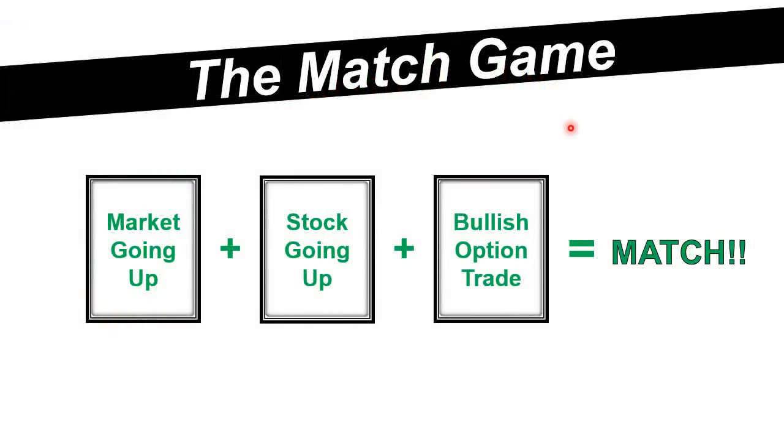So the first thing that you've got to understand is you've got to play the match game. You've got to make sure the market's going up, find a stock that's going up, and do a bullish option trade. Today we're focusing on buying a call. There are other bullish option trades out there. Let's focus on just buying a call. Now, if the flip side was true and the market was going down, well, guess what? You should find stocks that are going down, and you should find a bearish option trade, like buying a put. That would be a match.